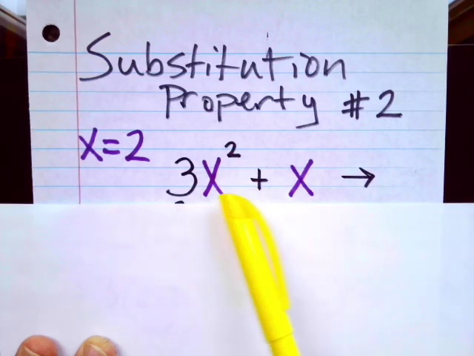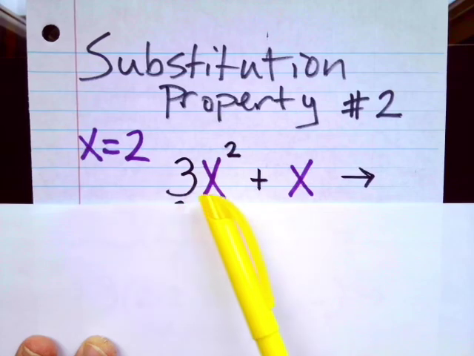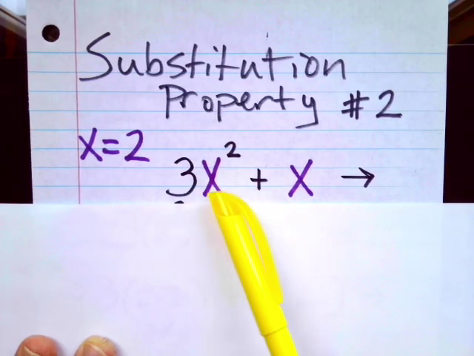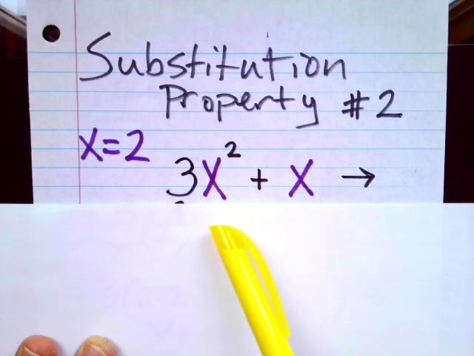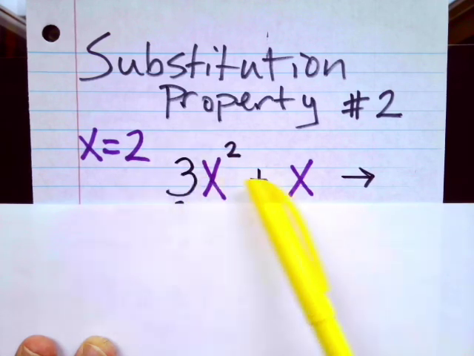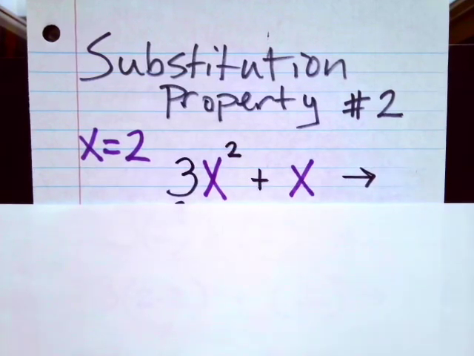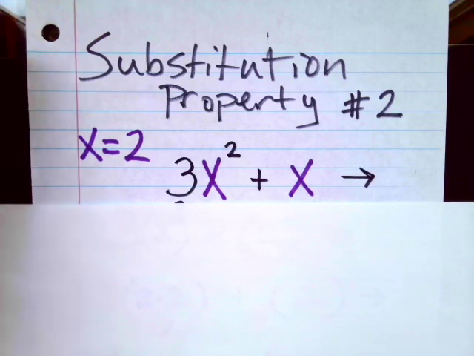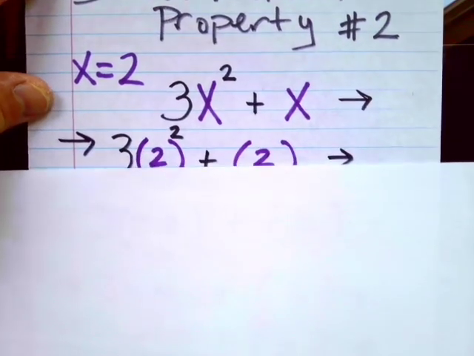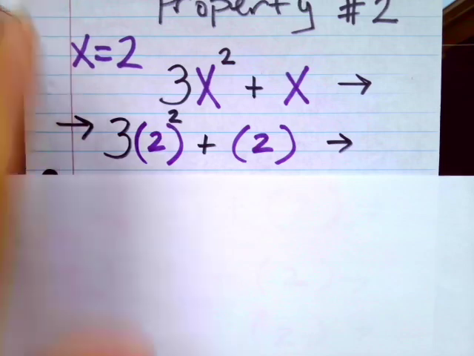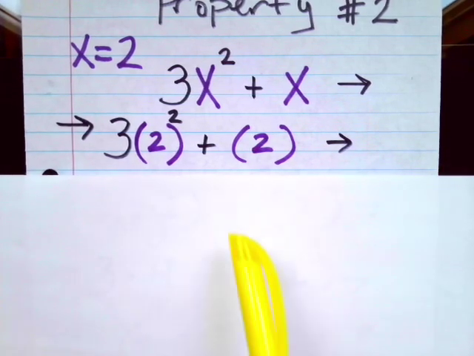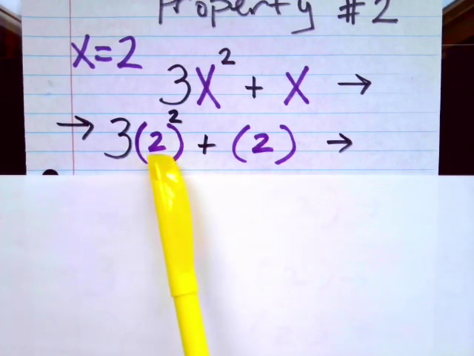Everywhere I see an x value, I can substitute what x is equal to. So I can substitute a 2 here. It'd be 3 times 2 raised to the second power. And I can substitute a value of 2 here for this x. Now, you're going to want to follow that order of operations, right? And so the order of operations says inside the parentheses first. There's nothing I can do inside these parentheses.